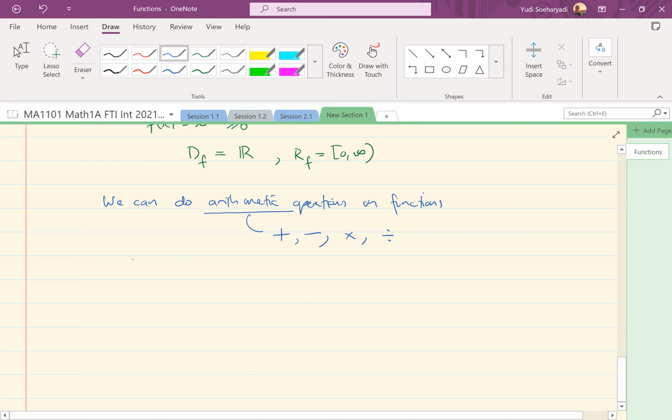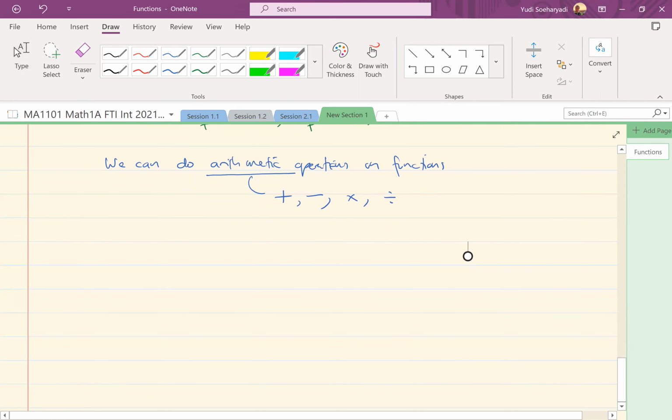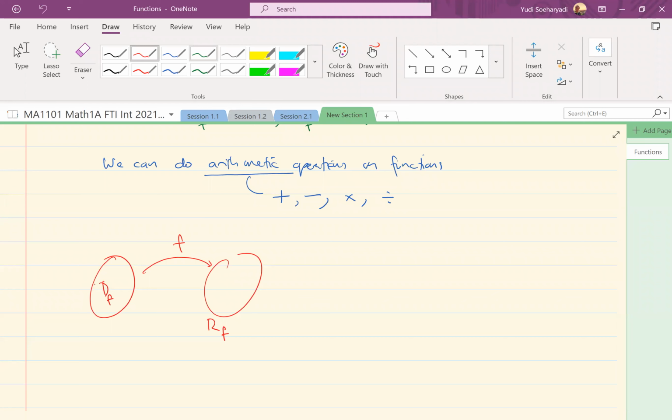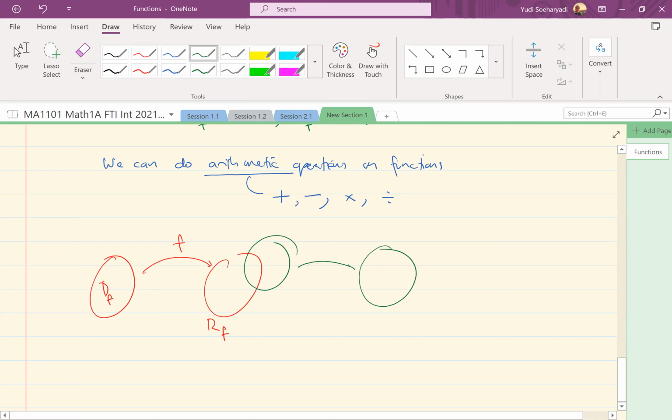All right. So think about this one. If you have a function, say this is function f, this is the domain, and this is the range. And then we have a second function. Say this is g, this is the domain of g, and the range of g. All right.